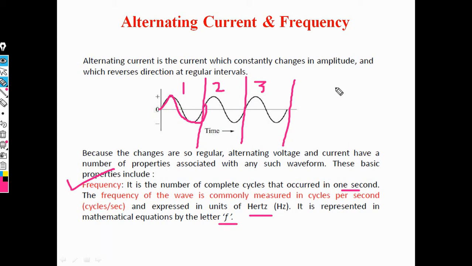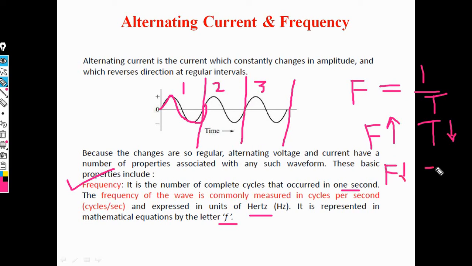The relation between frequency and time is f is equal to 1 upon T, that is, frequency is inversely proportional to time. When frequency increases, time decreases. When frequency decreases, time increases. This is the relation between frequency and time, an important concept of alternating current and frequency.